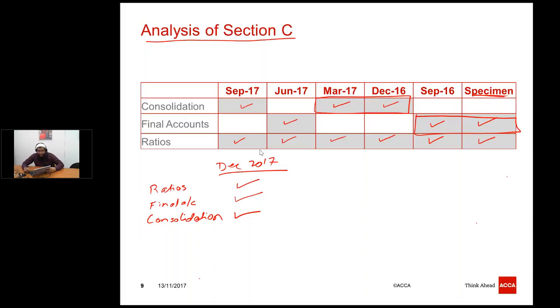Mohammad Nabil is asking, sir, any changes in leases? Mohammad Nabil, IFRS 16 has now been introduced, so IAS 17 is no more. From now onwards, IFRS 16 will be applicable, so we are going to study leases according to IFRS 16.